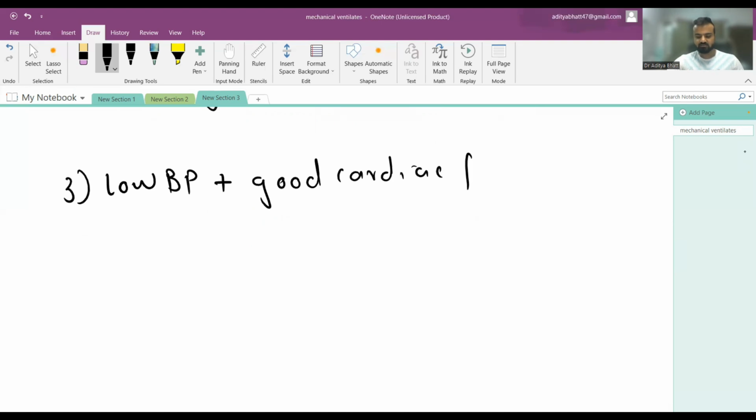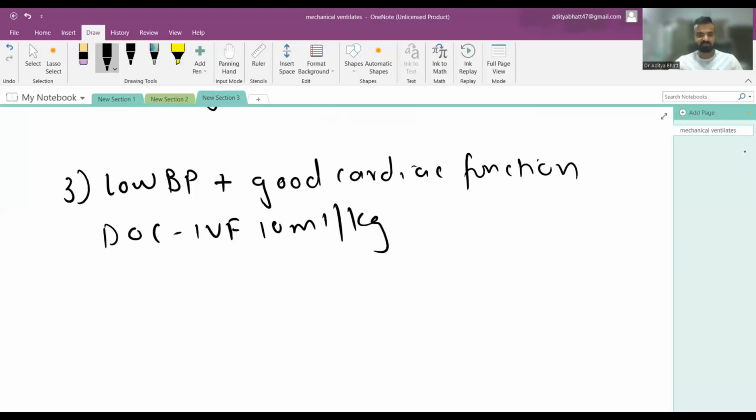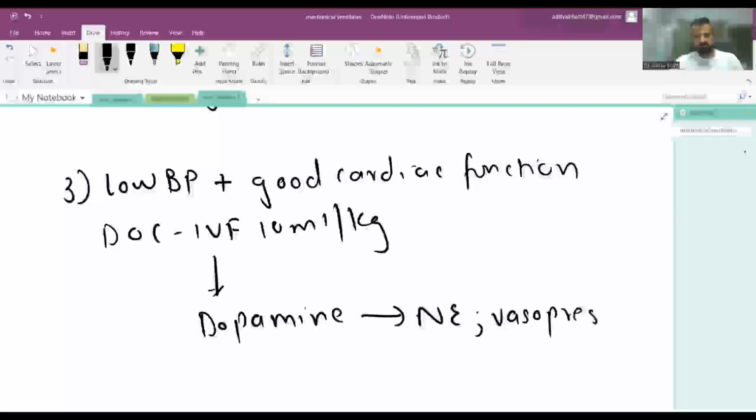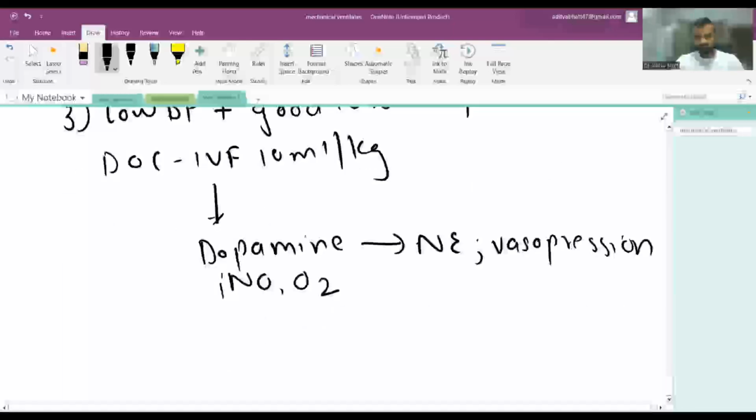But in the third situation, when there is low BP plus good cardiac function, the drug of choice is IV fluids. Give a 10 ml per kg bolus, twice if possible. If this does not work, then you start dopamine. If dopamine does not work, give noradrenaline or vasopressin. Also, you can give inhaled nitric oxide, and you can give O2 to the patient. So this is when there is low BP and good cardiac function.